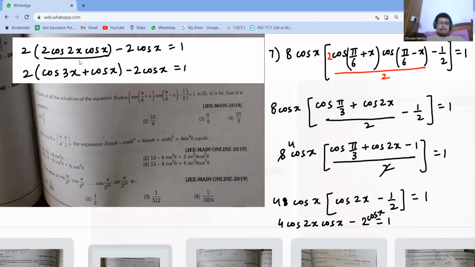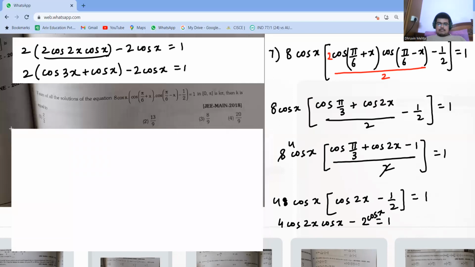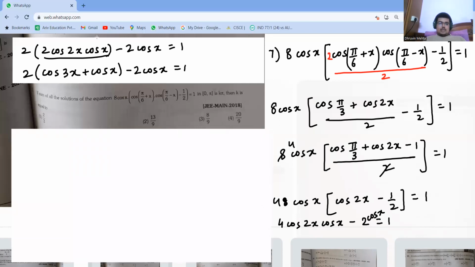Did you realize something? Yeah, 2 cos x and minus 2 cos x will get cancelled. So we are left with a very simple equation. Cos 3x is half. That's it. And now we have to find all the possible solutions in 0 to pi.